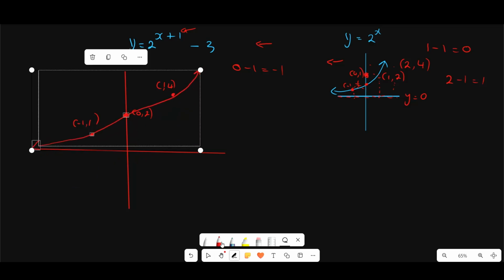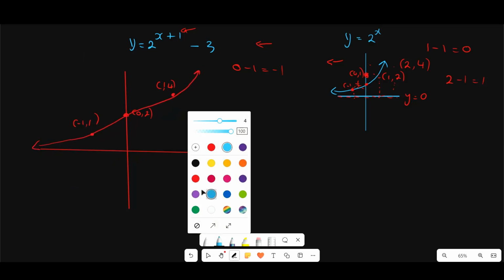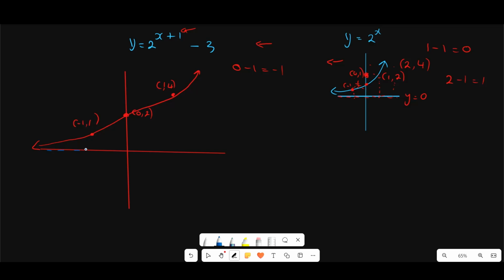So remember that here we had our asymptote. Let me just use blue, right? Remember that here we have our asymptote. Our asymptote also changes, right? Our asymptote is 0. So what does that mean? Well, all the y values will be affected, right? All the y values, so meaning we'll subtract all the y values by 3, right?